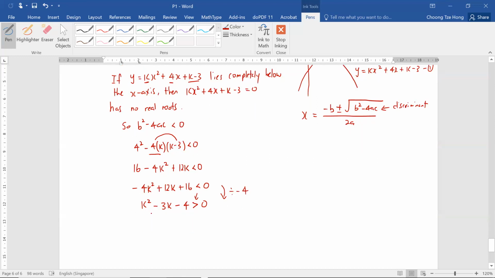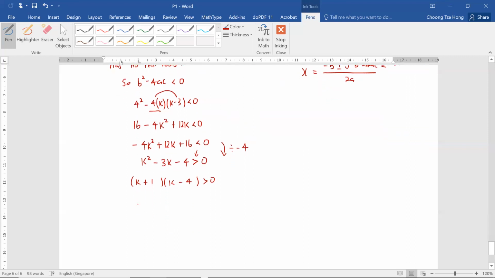Now that the numbers are smaller, we can factorize this and then solve the inequality. Over here you should be able to get k plus 1 and then k minus 4. So go and check, expand back and check if you are correct or not. So this is correct, right?